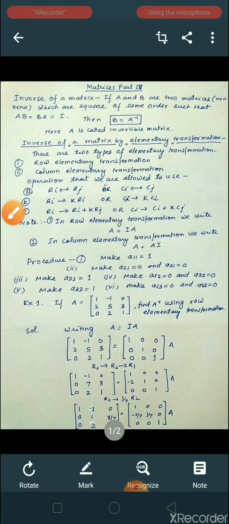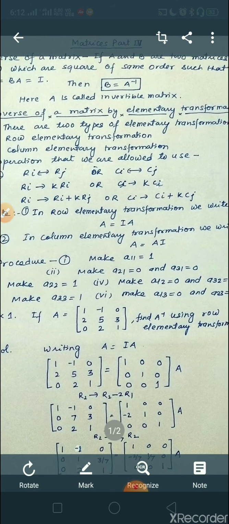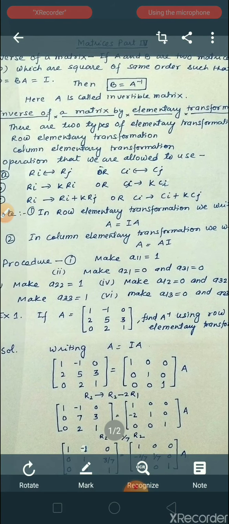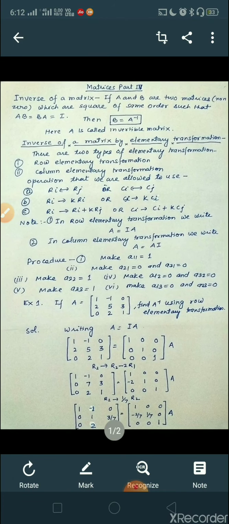Now children, move one step ahead. Inverse of a matrix by elementary transformation. This is an important topic in your syllabus. Then how do you find the inverse of a matrix? By elementary transformation, or we also call it elementary operation. There are two types of elementary transformation, as you can see here. One is row elementary transformation and another is column elementary transformation. We use one of them to find the inverse of a matrix.